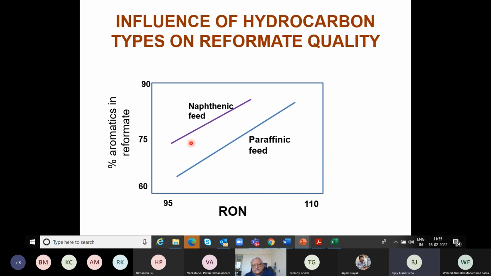And this explains, this is a no-brainer. This is the aromatics in the reformate versus octane, and you can see that as the feed goes from paraffinic to naphthenic, not only for the same octane do I get more aromatics in the reformate.